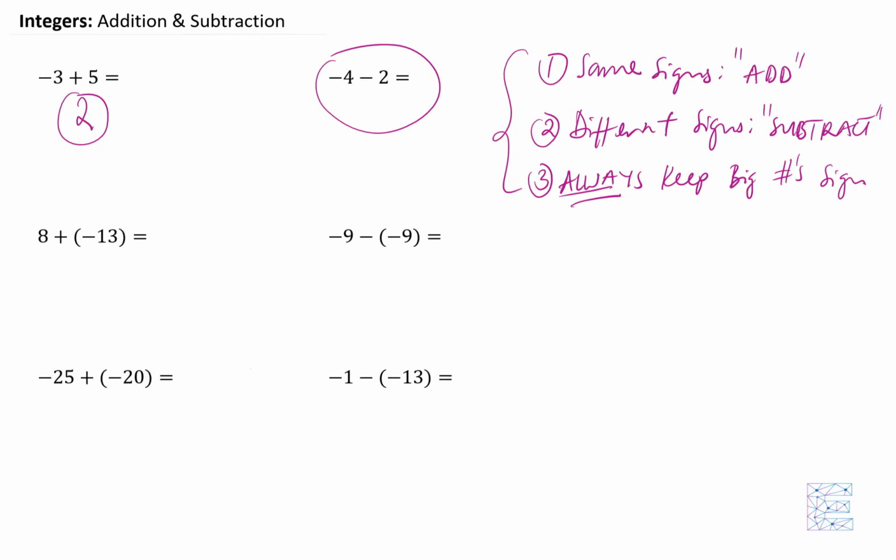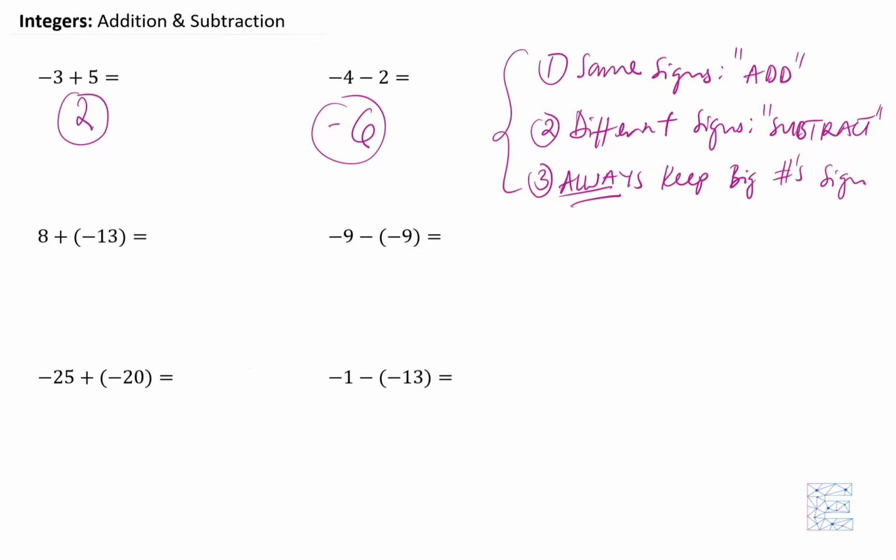Well, 5 is positive, therefore positive 2. For the second question, it says -4 minus 2. For this question, the signs are the same, which means we simply need to add those numbers. 4 plus 2 is simply 6. And for the sign, we'll look at the bigger one, which is 4. It's negative. So the answer to this is -6.